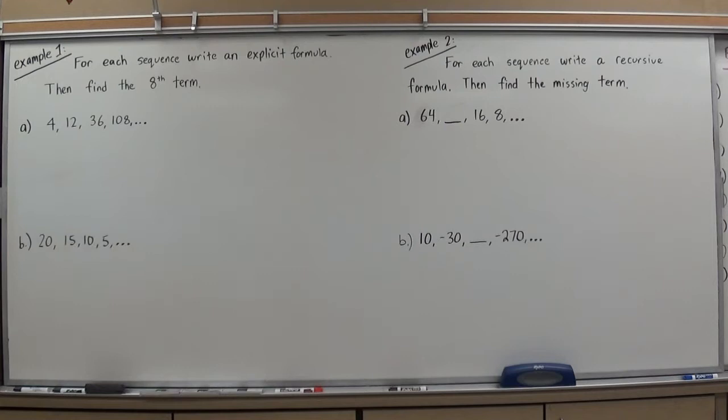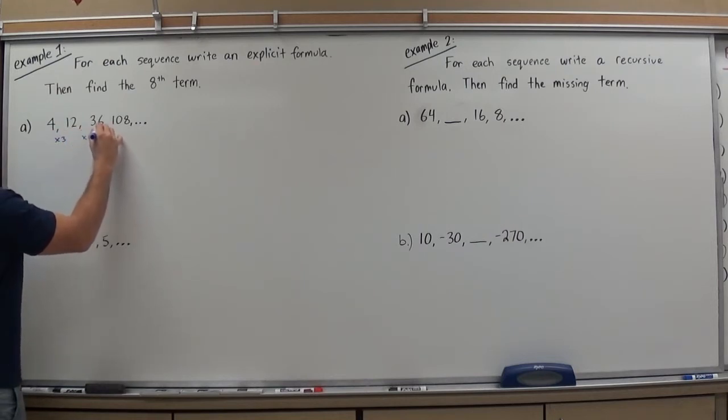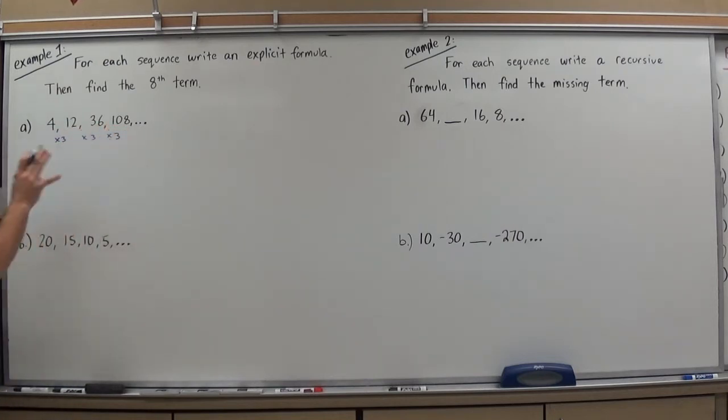So the first thing I have to do, there's 2 different explicit formulas. There's one for arithmetic, one for geometric. I want to make sure I know what type I'm dealing with first. So let's see, it's going from 4 to 12, could add 8. 12 to 36, that's definitely not adding 8, so it's not arithmetic. I get times by 3, and 36 times 3 is 108. So this is a geometric sequence.